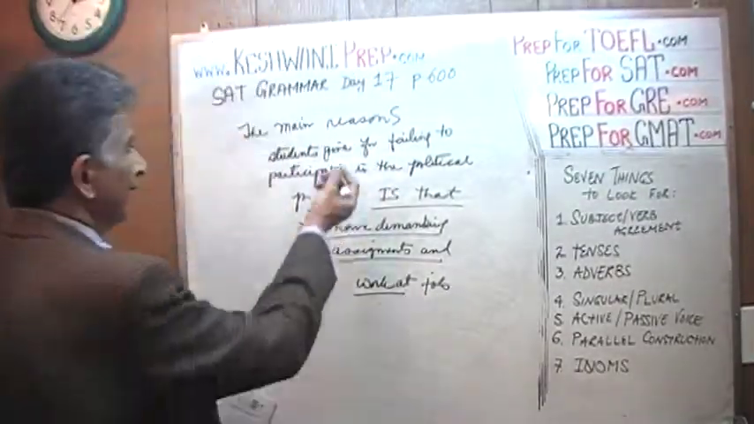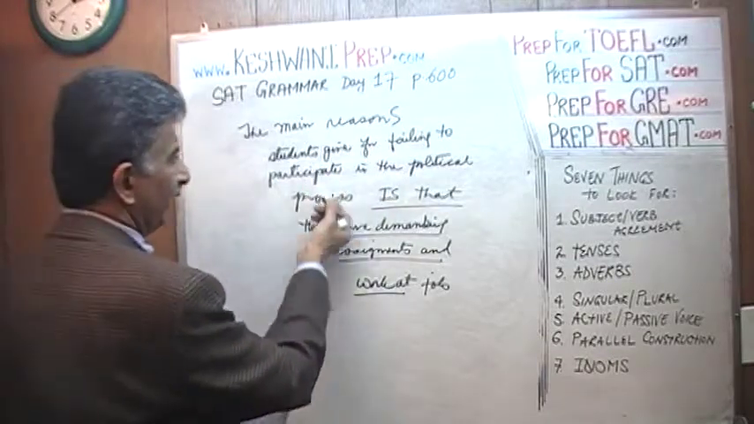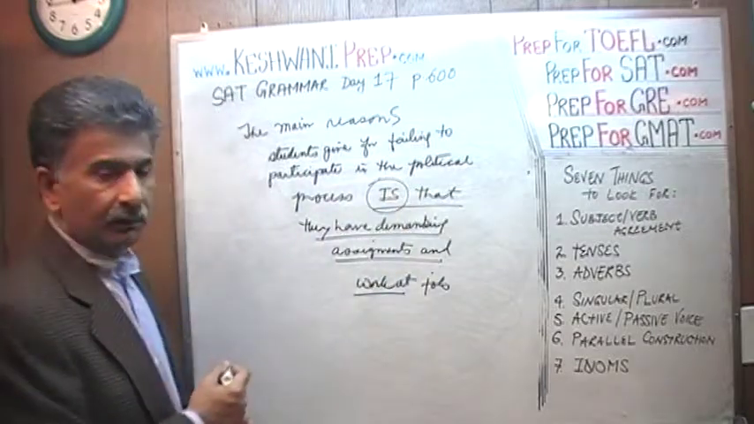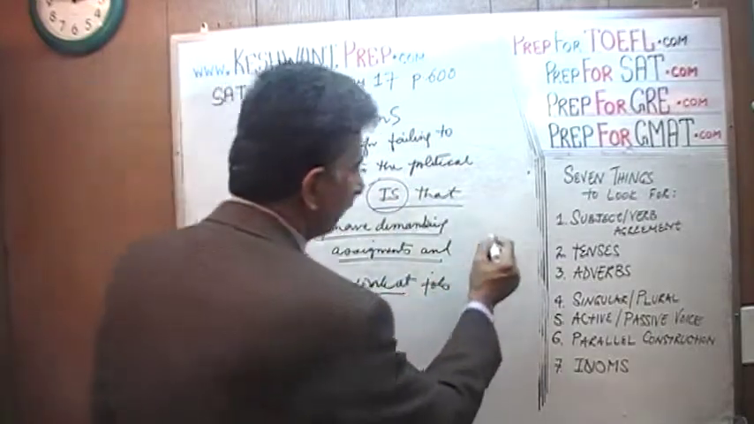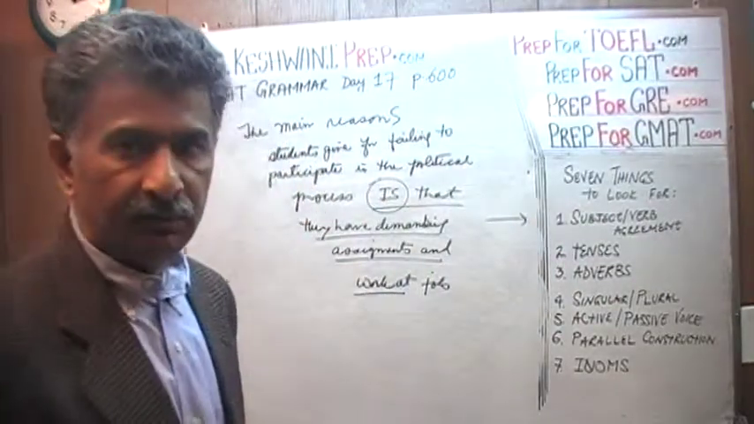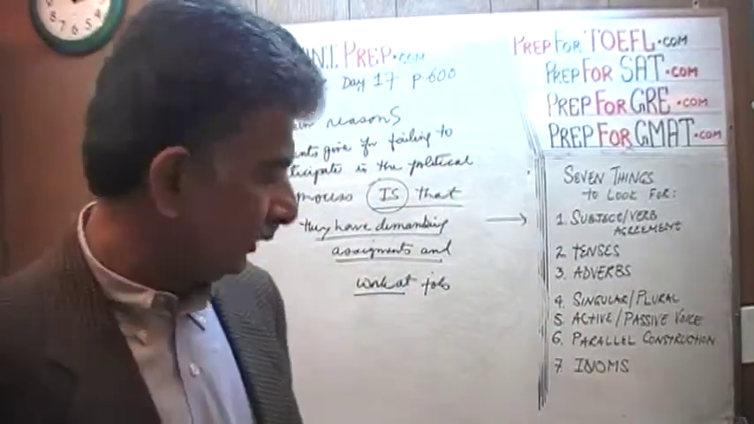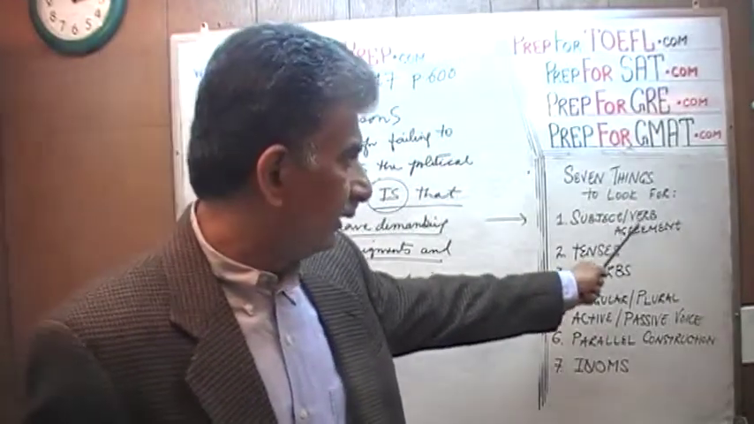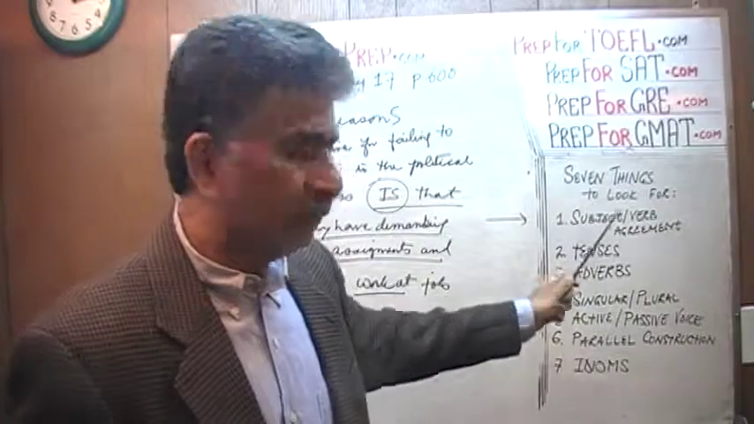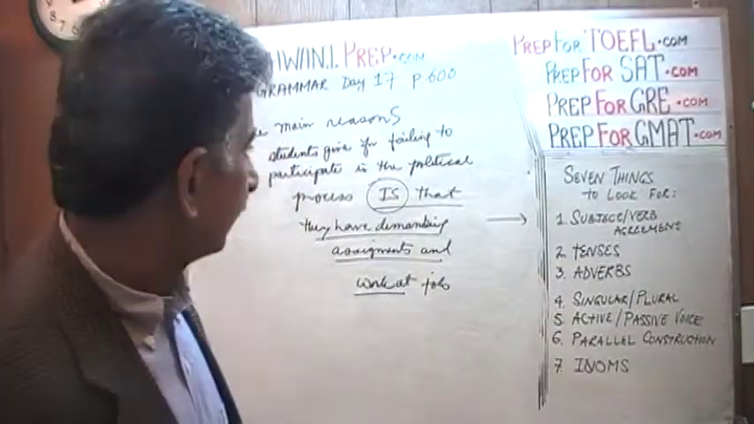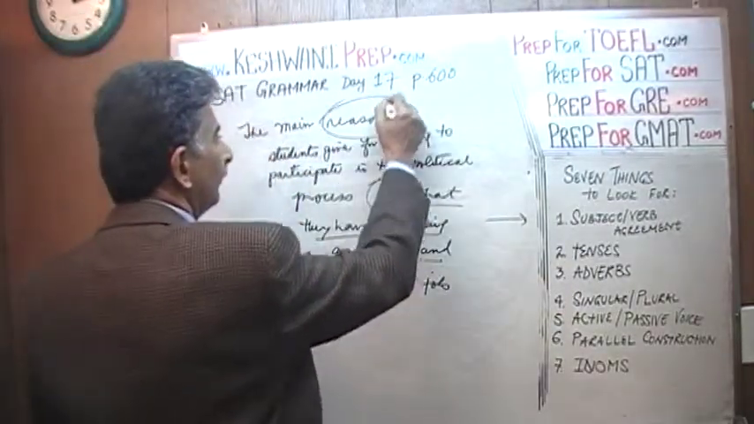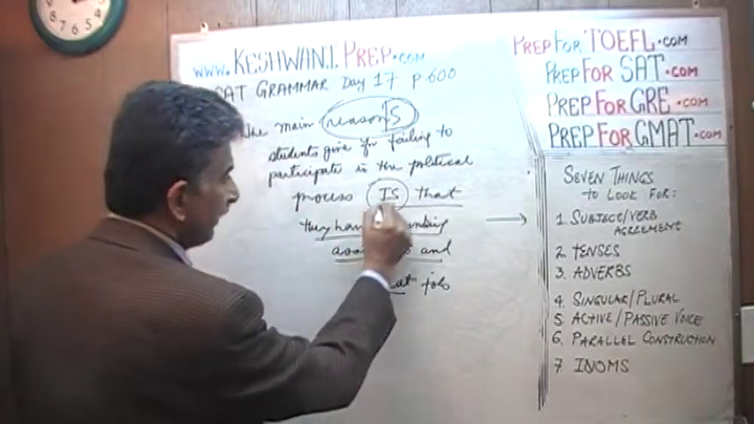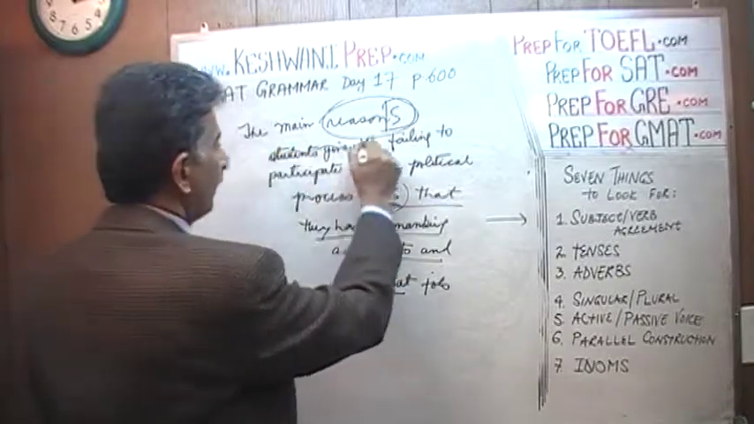It says, the main reasons the student gave for failing to participate in the political process, and then they go on to say is. Very first thing we should look for is the very first item that you see on the list here, which is the subject-verb agreement. Ask yourself, what is the subject of the sentence? And then ask yourself, does the verb form agree with the subject? Here, the subject of the sentence is reasons. Reasons, plural.